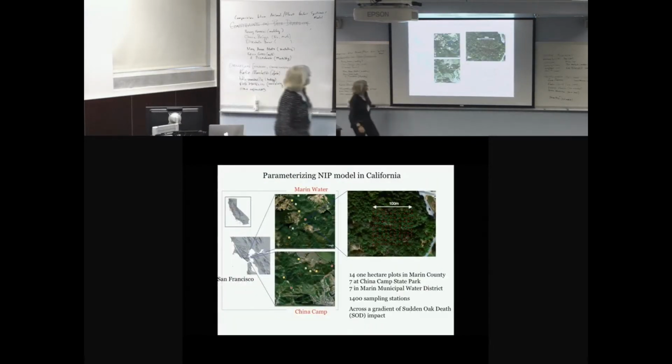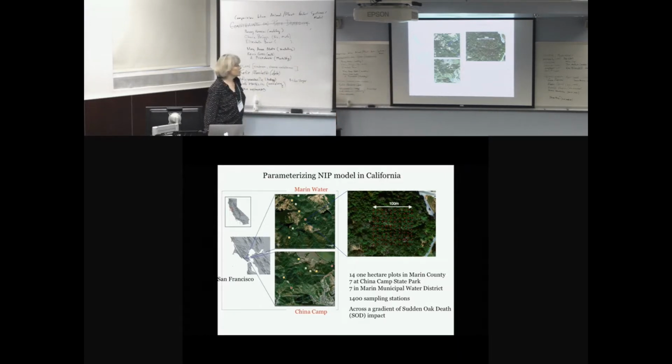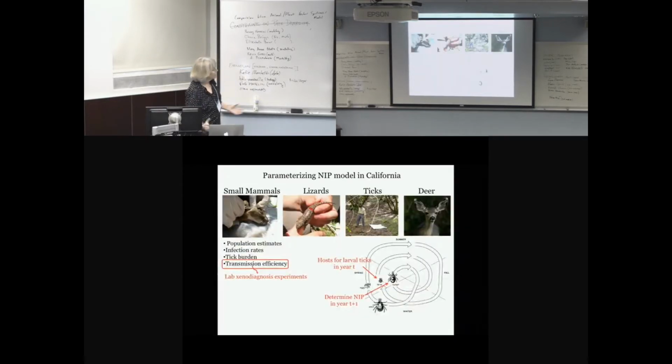We went to a couple of areas north of San Francisco, China Camp State Park and Marin Municipal Water District, and set up a bunch of the 14 1-hectare plots, 7 at each of these locations, so that we had 1,400 sampling stations. They were also across a gradient of sudden oak death impact, which I'm not going to talk about that much today, and measured all those things to parameterize the model.